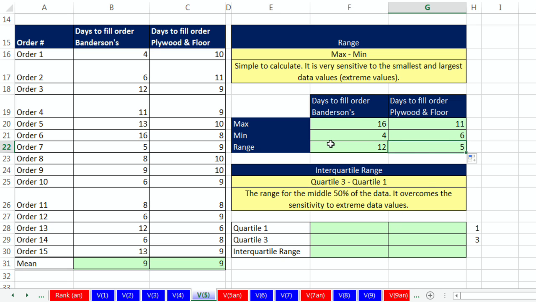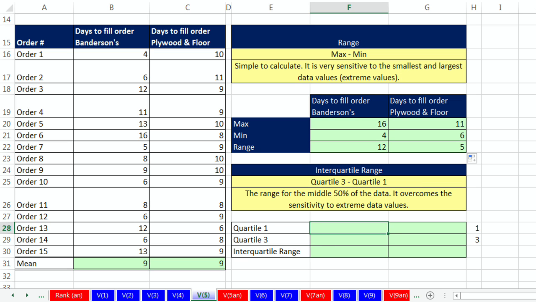Another way to calculate dispersion or variability is the interquartile range. You take the quartile 3 and subtract quartile 1. This will give the range for the middle 50% of the data. It overcomes the sensitivity to the extreme values that range suffers from.